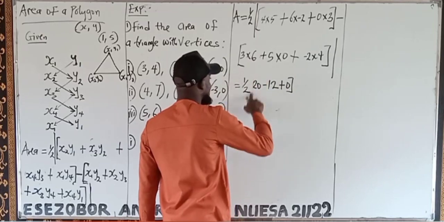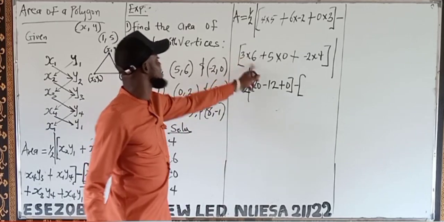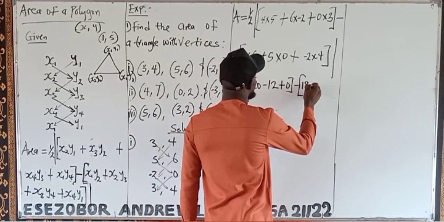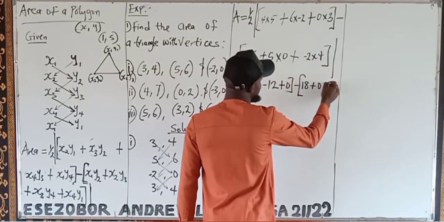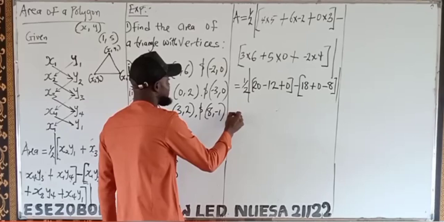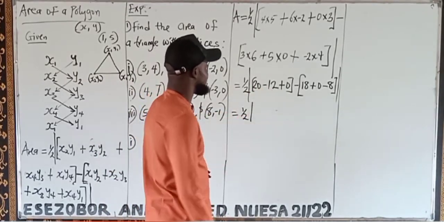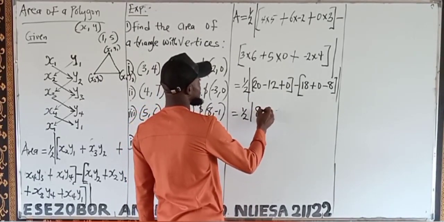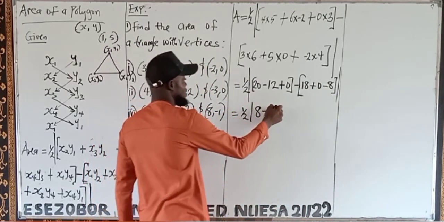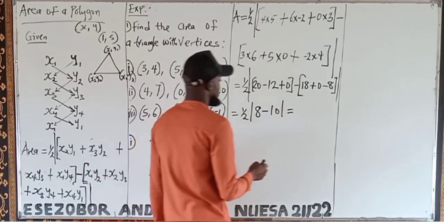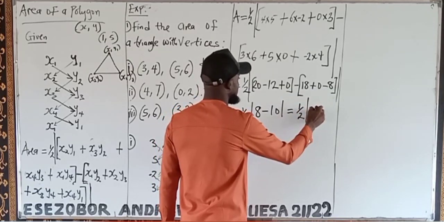We have this for the first one, then minus the second one: 3 times 6 is 18, plus 5 times 0, that is 0, minus 2 times 4, that is minus 8. Then we are going to have the magnitude of 20 minus 12, that is 8, minus 18 minus 8, that is 10. This will give us half the magnitude of 8 minus 10, that is minus 2.